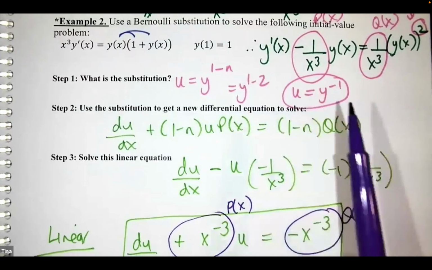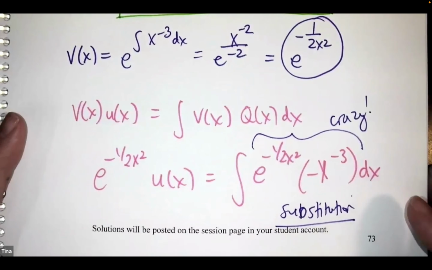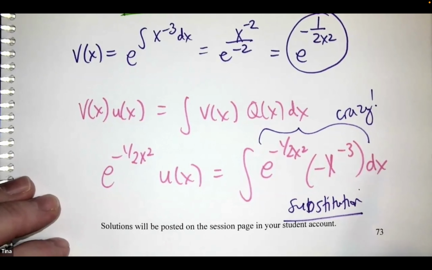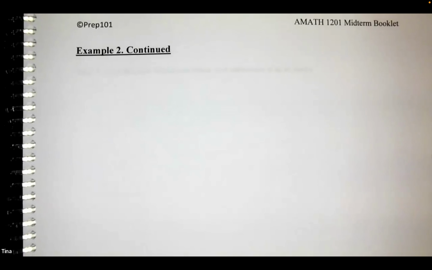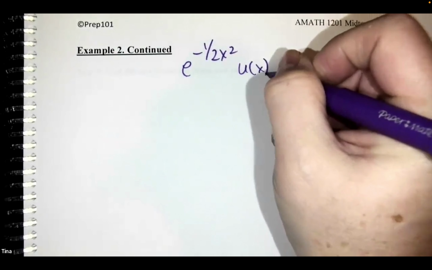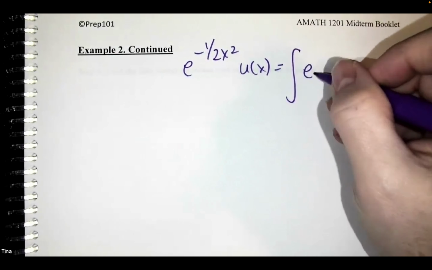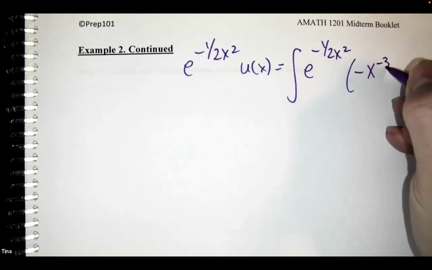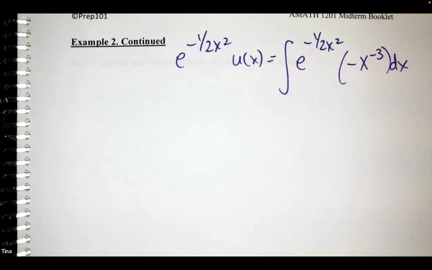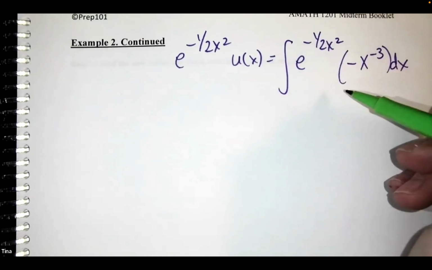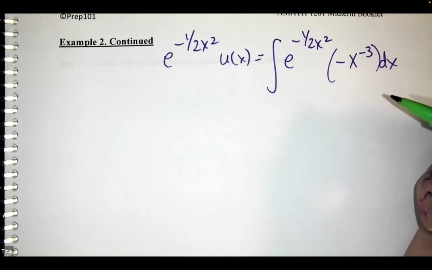Y of 1 is 1 and u is y negative 1. So y of 1 is 1. Okay, so let me just write this again. So e to the negative 1 over 2x squared times u of x is the integral of e to the negative 1 over 2x squared times negative x to the negative 3 dx. Okay, so pick out what's going to be your u and du out of this great big mess here.